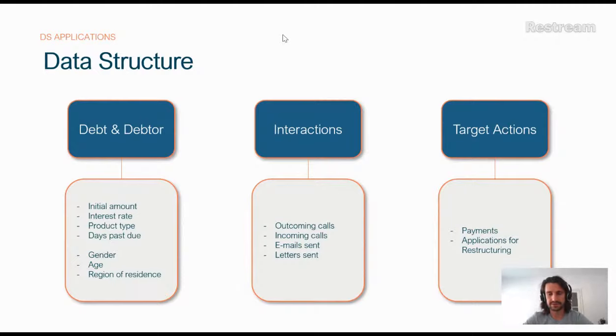Probably not. And all these calls and emails have some content, and this interaction might have some result. Whether the customer said something or didn't pick up the phone, that's also a result of the interaction. And the third pillar is the target actions. That's usually what we want to predict, for example, the application for restructuring, or the payment. It could be the fact of the payment, which we will use for a classification model, or it could be the payment amount itself, which we will use for a regression model.